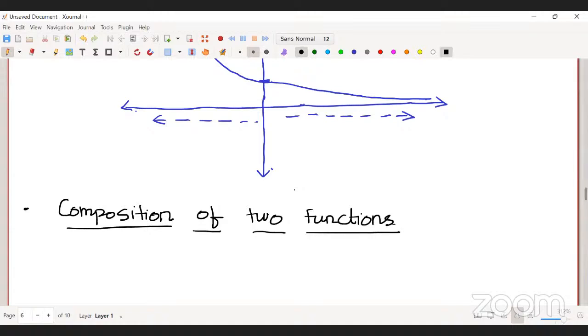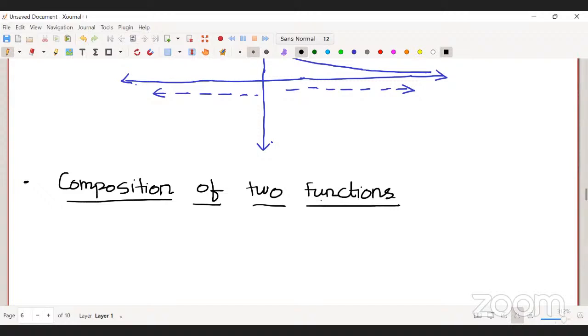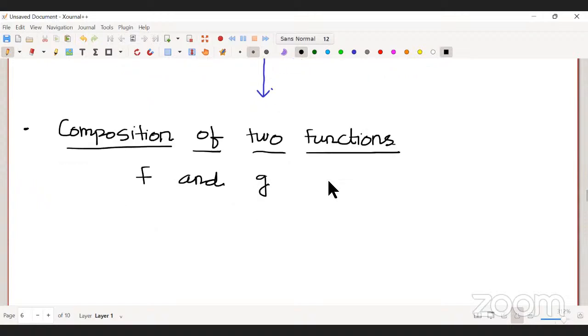It will be f of g of x and g of f of x. Suppose I have two functions f and g, where the codomain of one function is the domain of another. How do we define the composition f circle g? What is the definition of this? Replace x in f of x by g of x. Correct. So this is nothing but f of g of x.